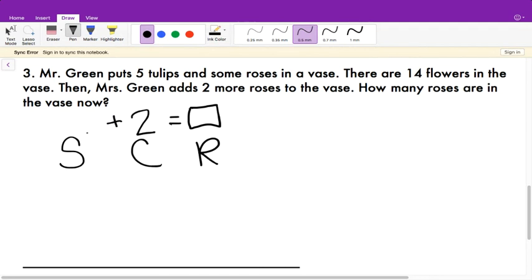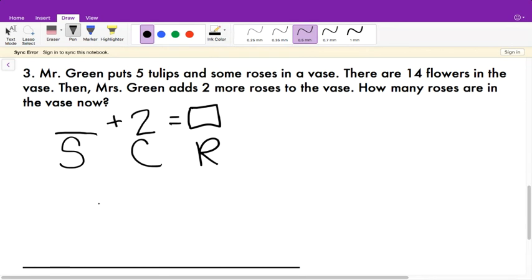Now, you might think that the start is 14 flowers, but if we look at the question, is it asking how many flowers? No, it's saying how many roses. So we can't put 14 for the start because 14 is the tulips and the roses together. So for our start right now, we need to just make a line, and then we need to go and find out how many roses there were in the vase. So let's go back to the other information. We're going to figure out how many roses there were.